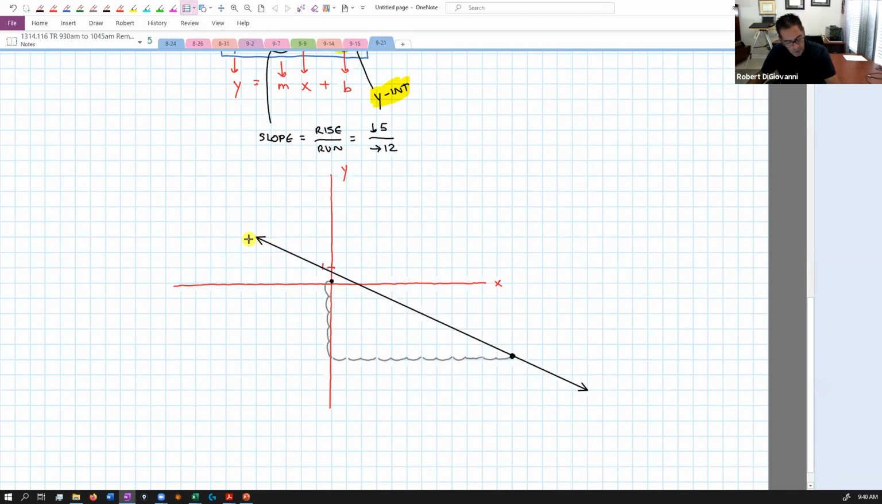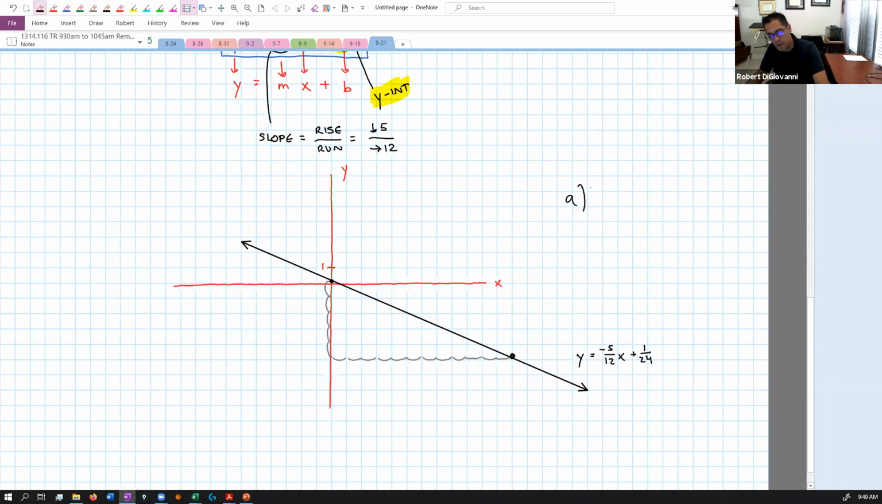Oh, this program is always so hard to connect these. There we go. Okay, so that is the graph of y equals -5 over 12x plus 1 over 24, which is the original line. So that's part A of the problem. Got it? Questions?